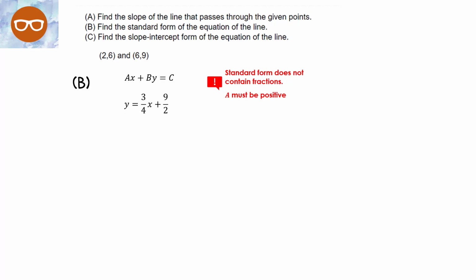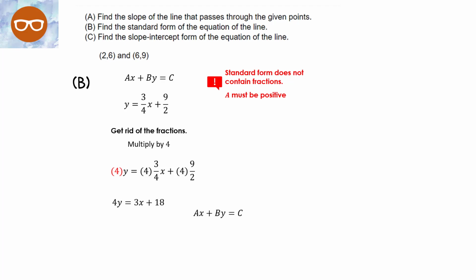The first thing we realize is we cannot have a fraction, so we're going to get rid of the fractions. To do that, I'm going to multiply everything by 4. That would be our common denominator. So I'm going to take 4 times y, 4 times 3/4 x, plus 4 times 9/2. When we do that, we have 4y equals 3x plus 18. Let's remember the standard form is ax plus by equals c, so I have to get the x to the other side. So all I'm going to do is subtract 3x from both sides.